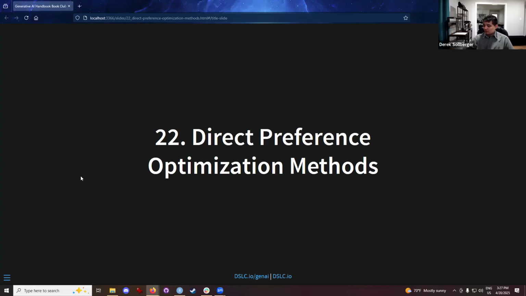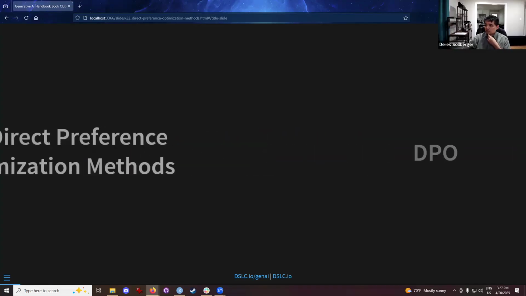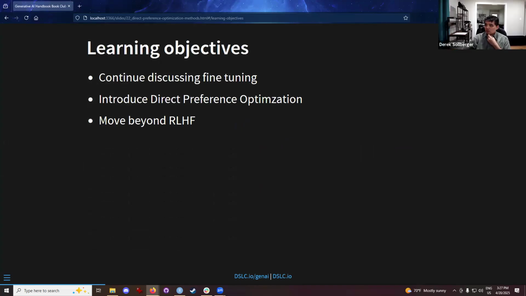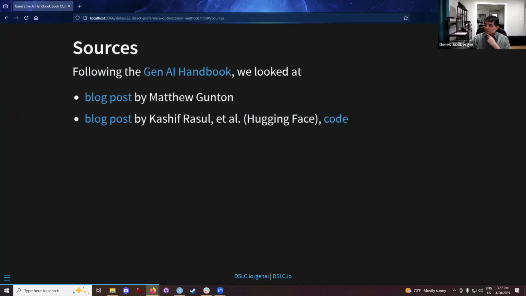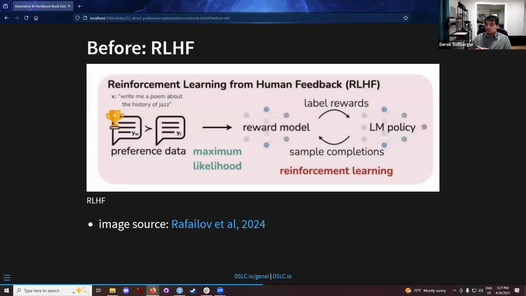I think out of my assumption of the preference of the people in this book club, and maybe myself too, we'll probably skip some of the mathematics. So like usual, overview. Usually abbreviated DPO, direct preference optimization methods. And it turns out, for as much as I wanted to talk about RLHF, reinforcement learning with human feedback, it turns out people move beyond that. So resources, and talk about a little bit more about policy iteration.